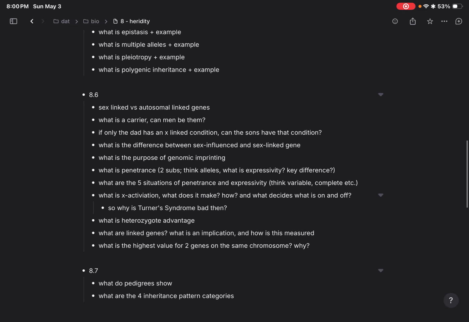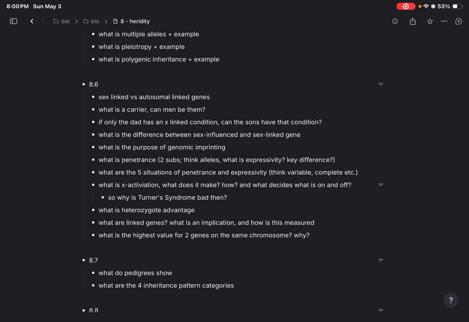So, what is X inactivation? What does it make? It makes a bar body. How does it methylate the X chromosome? And what decides what is on and off? It's completely random. So X inactivation is, there's going to be 2 X chromosomes. We don't want 2 X chromosomes, so we're going to deactivate one of them, make it into a bar body by methylating it, and it'll just be inactive.